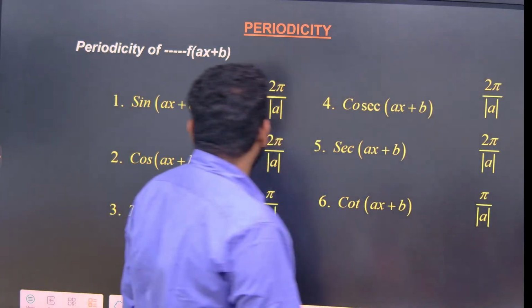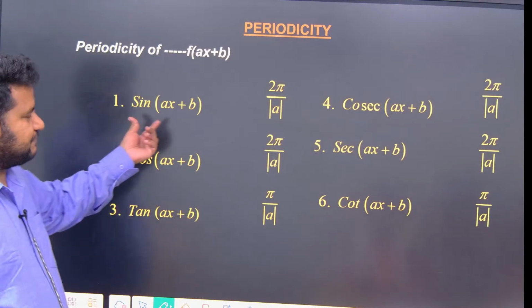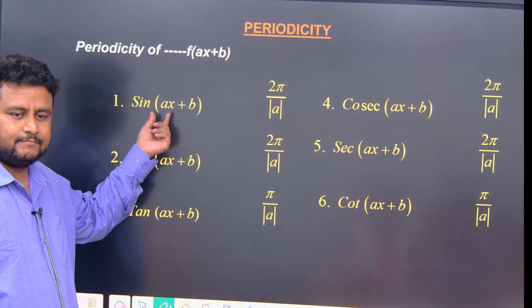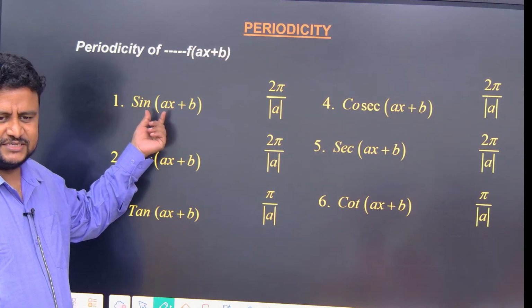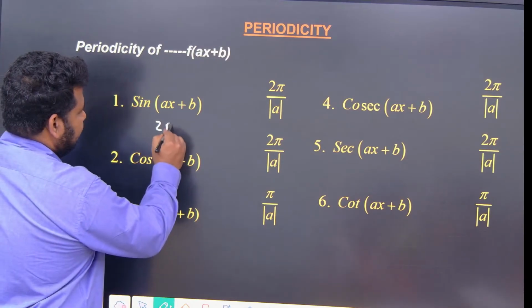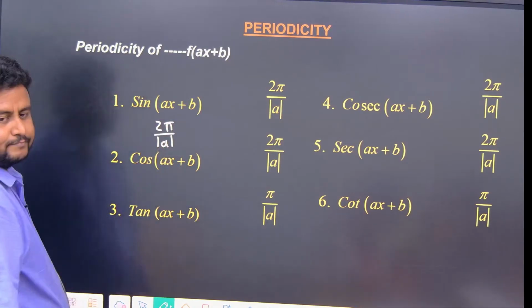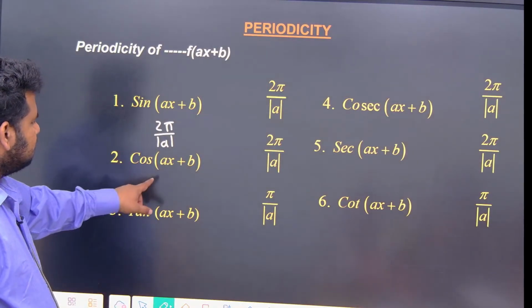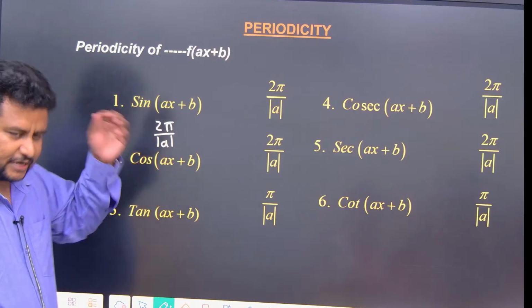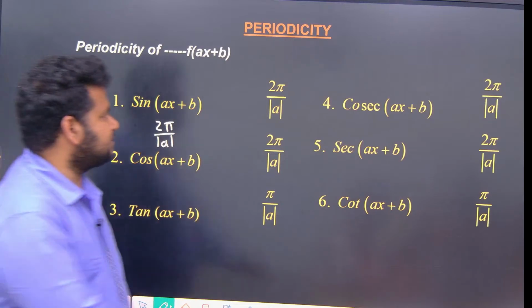Now observe this. The periodicity of f of ax plus b, when the function is of ax plus b form, what should you do? Look at the coefficient of x, which is a. Period of sine is 2 pi by modulus of a, you should write. Period of cos is also 2 pi by modulus of a. Same thing: first you write down their respective periods and divide by modulus of a.